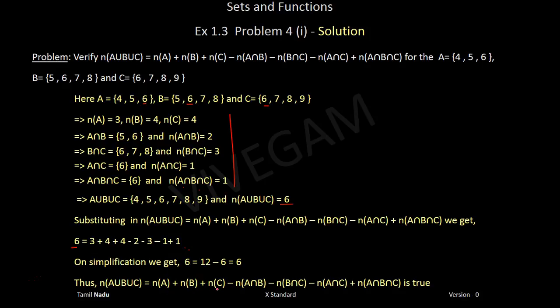So that's the only difference here. Instead of giving you n of A, n of B, n of C and all these cardinal values, they have given you these sets themselves, A, B, C, and they are asking us to verify the law. You have to find A intersection B, B intersection C, etc. Then you have to find the cardinal values of all these things and then apply the formula. So that's the difference in this problem.